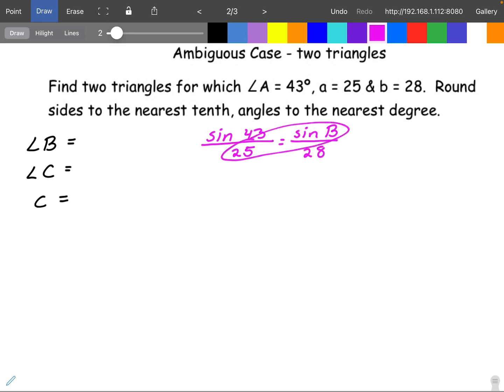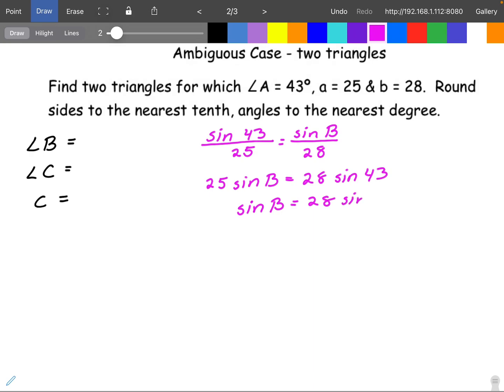Okay, so cross multiplying. We're going to start with 25 times sine B equals, and then we multiply the other way, and we get 28 times sine 43. Okay, then to get that sine B by itself, we divide by 25. So sine B equals 28 times sine 43, but then divided by 25. Now we're going to put that in our calculator, so type in the numerator, hit enter, divide it by 25, and you are going to find that sine B equals approximately 0.764-ish, and then your decimal will go on.